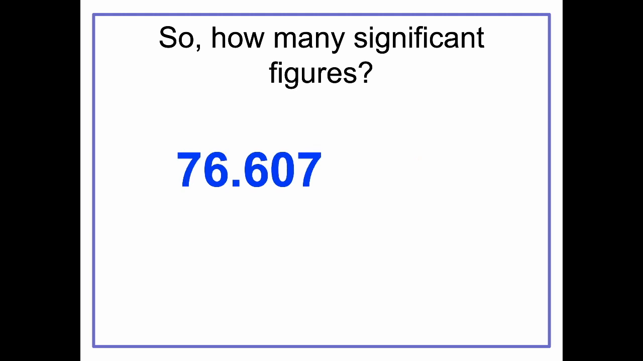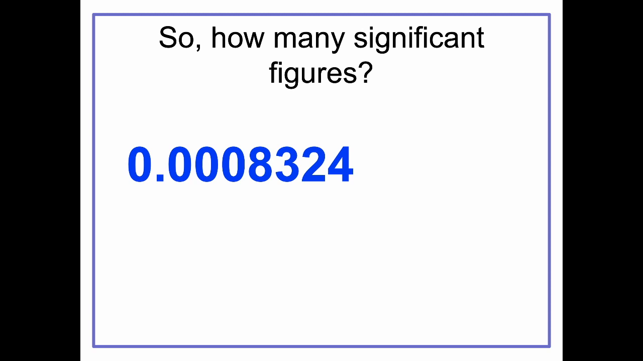Now, how many significant figures in 76.607? The answer is 5. The captive zero is significant. Now, how many significant figures in 0.00083224? The answer is 4. The leading zeros are not significant. They just tell us where the decimal place is.